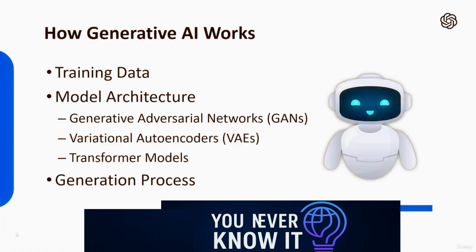Now the generation process. Once trained, generative AI models can produce new content by sampling from the learned data distribution. For example, trained text models can generate coherent paragraphs of text relevant to the given topic. So that is how generative AI works.